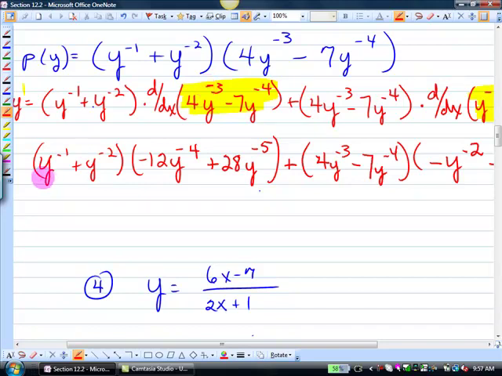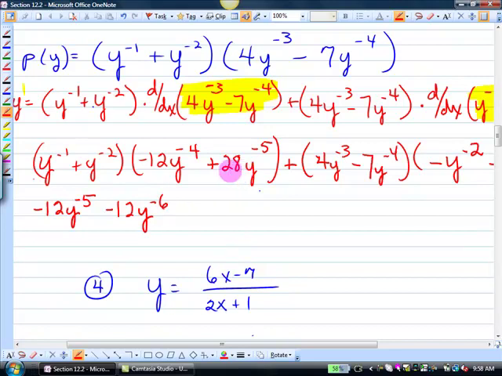Okay, so now you're going to multiply right here. And remembering that when you multiply, you do what with the exponents? Add them. So we've got negative 12 y to the what? Negative 5. That's that one times that one. Minus 12y to the what? Negative 6. Yep.